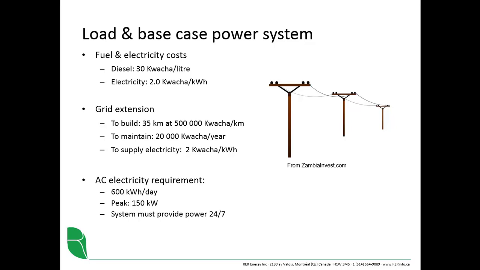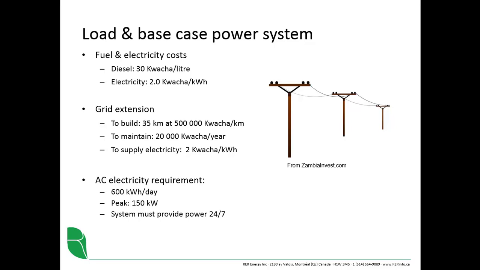The AC electricity requirement is the same for both the base case and the proposed case. So there's no assumption that the load that the village generates will change depending on whether we have a PV battery genset system or the grid. That is an assumption that we might want to discuss if we were going to do this project, but for now, we're going to stick with that. The requirement is 600 kilowatt hours per day.